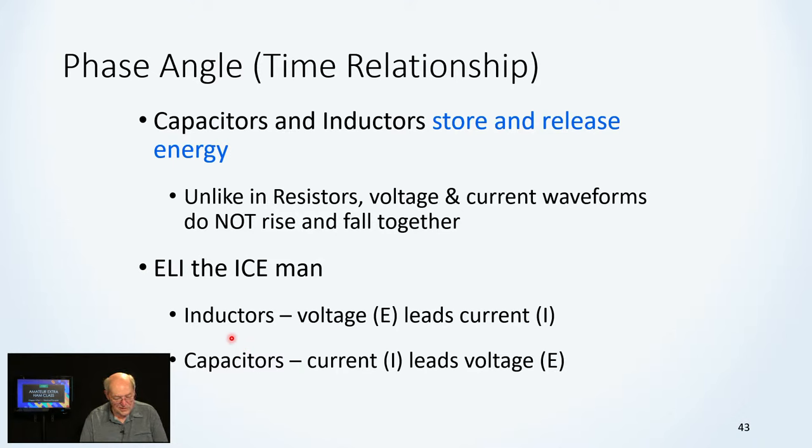Now, we have a characteristic in inductors where when you place a voltage across an inductor, the voltage is there instantly, but as it's charging, the current will rise slowly. So the voltage is going to be leading the current. In capacitors, when you apply a voltage to a capacitor, the current starts increasing very rapidly until it gets up to the applied voltage. So in capacitors, current leads the voltage. Now, do we see any correlation here to ELI? We'll be looking at that some more.